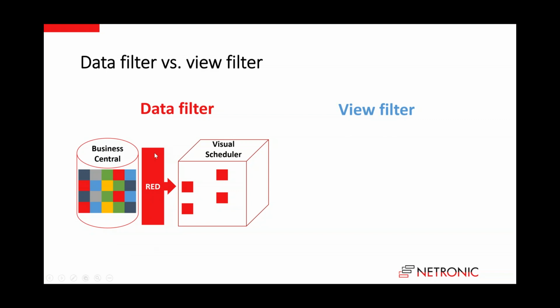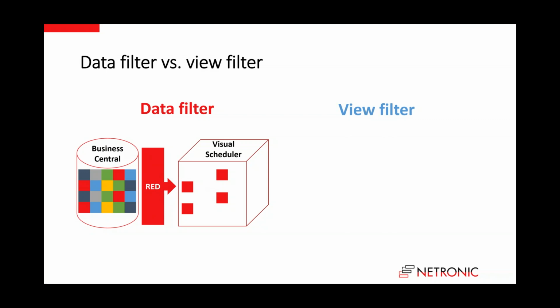The data filter controls really the amount of data that is taken from Business Central and put into the visual scheduler. To some extent, also the product itself is a data filter because the visual production scheduler only takes production data, production orders. It doesn't take jobs or service orders. But this is in the nature of the product. But then when you open the VPS or the VJS, you can actually apply a data filter and control the type of data that is sent to the respective scheduler.